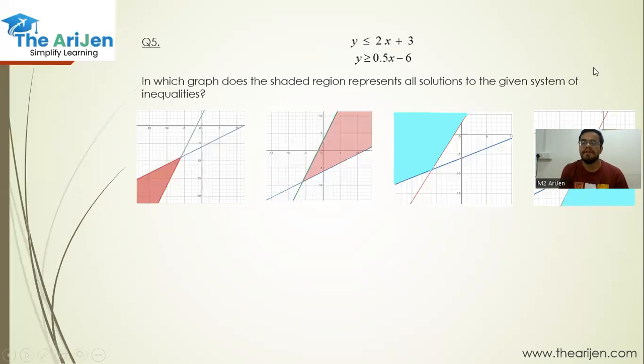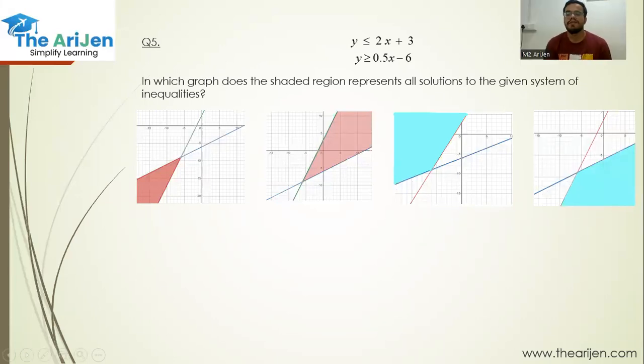Yes, here we have another interesting question, which is of the inequations, right? So there are two inequations and we have to tell which region would be satisfying this. So let's have a look. In this graph, in which graph does the shaded region represent all solutions to the system of given inequalities, right? So let's see what we can do.